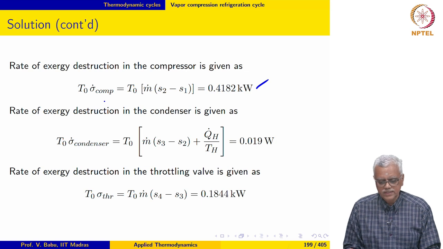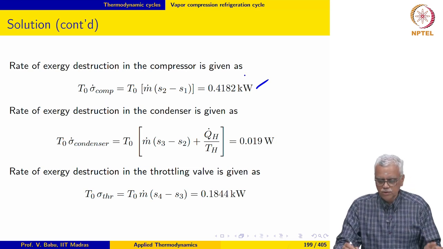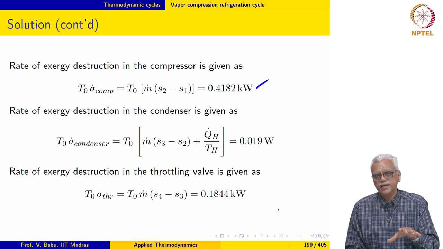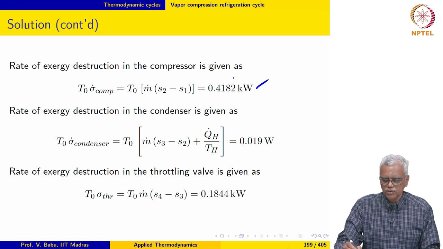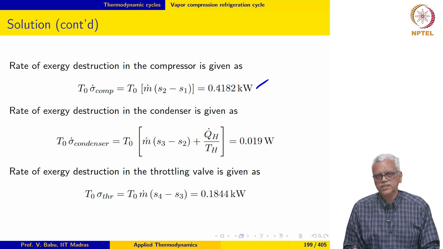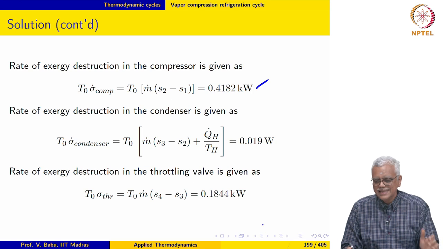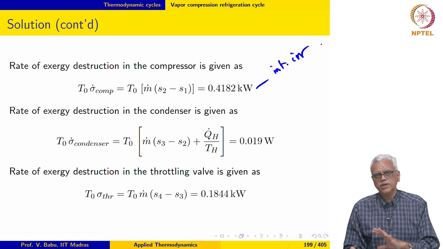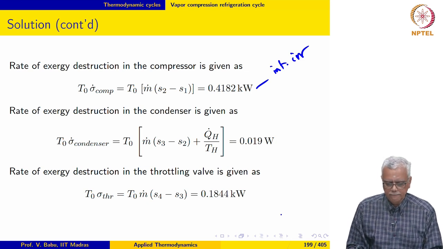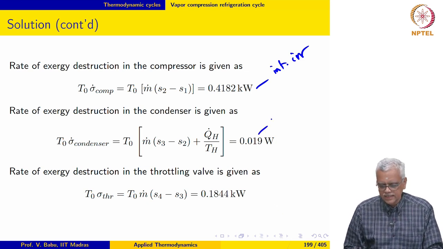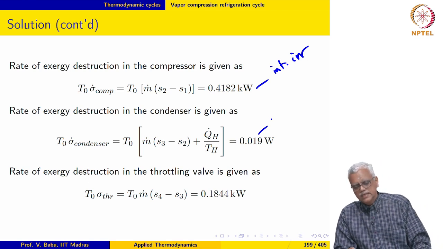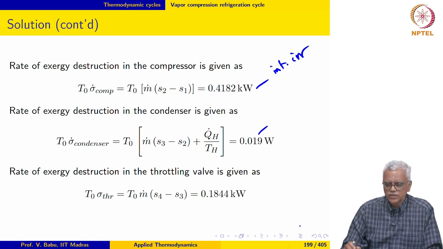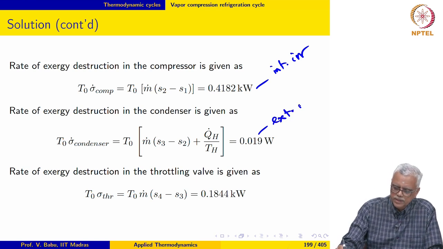So, rate of exergy destruction in the compressor works out to 0.4182. There is no heat loss from the compressor because it is still adiabatic, although internally irreversible. So, this loss of exergy or entropy generation is due to internal irreversibility in the compressor. No external irreversibility because it is insulated. Rate of exergy destruction in the condenser, again this is heat transfer across a finite temperature difference. So, this is due to external irreversibility.